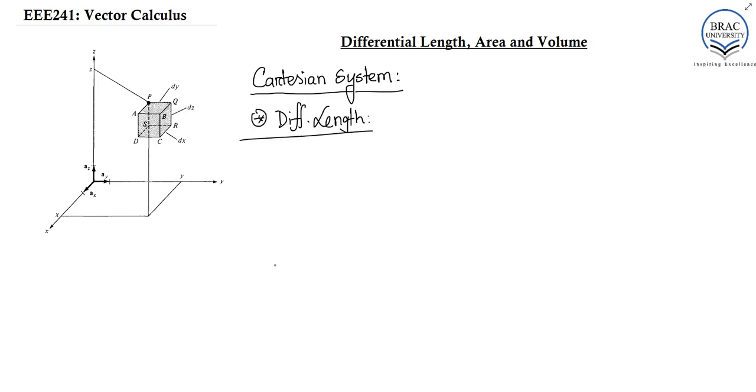Okay, let's jump straight into the Cartesian system to see how the differential length can be calculated using the differential change of the variables related to the Cartesian system as we move from one point to another. So let's say in this picture, the initial position of a person is at point D, and then he wishes to move on to the point Q over here.